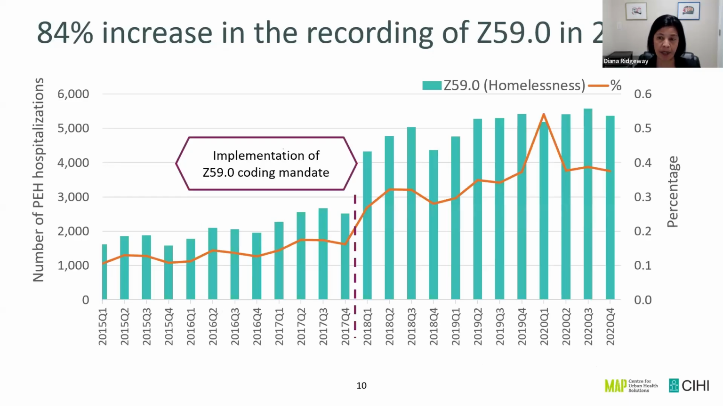This graph shows the number and frequency of hospitalizations over the 6-year period, and the bars represent quarters of the fiscal year. What we see is that when the coding mandate was implemented, indicated by the purple dashed line at the beginning of fiscal year 2018, there was a sharp increase in the number and proportion of records that included Z59.0 homelessness. Between fiscal year 2017 and the first year that the coding mandate was implemented, there was an 84% increase in the recording of this code.